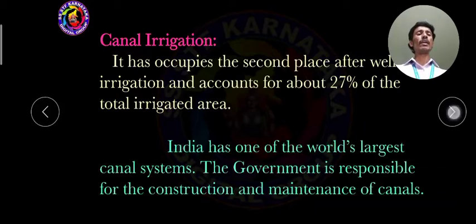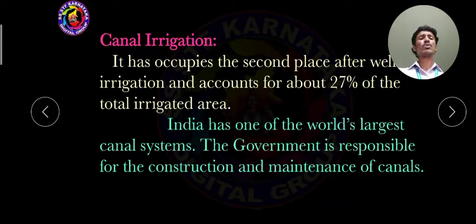India has one of the world's largest canal systems. For canals, the government is responsible for the construction and maintenance, but not for tube wells and open wells. Those should be maintained and controlled by the people themselves. But for canal irrigation, the overall responsibility for construction and maintenance belongs to the government.